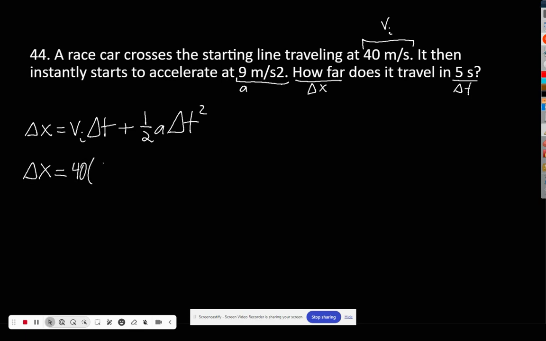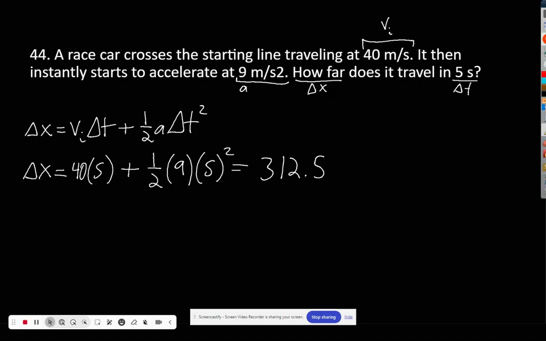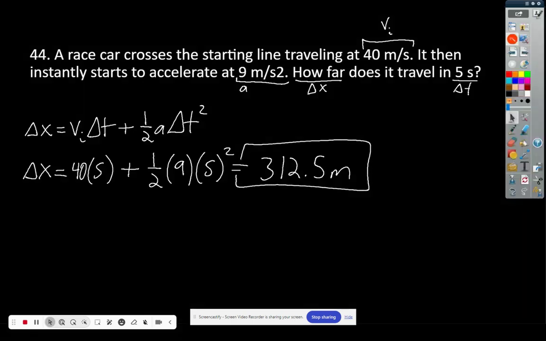40, our time of 5. Our acceleration is 9 here, and our time is 5 again. No algebra needed, just carefully plugging that into a calculator. 312.5. This is a displacement. Distances and displacements are measured in meters. That one was decently straightforward as long as you can recognize when you need to use that big ugly equation.